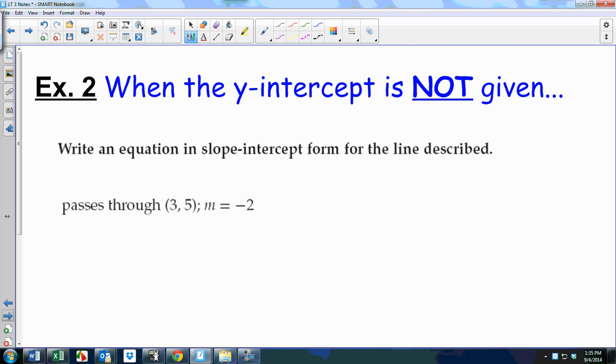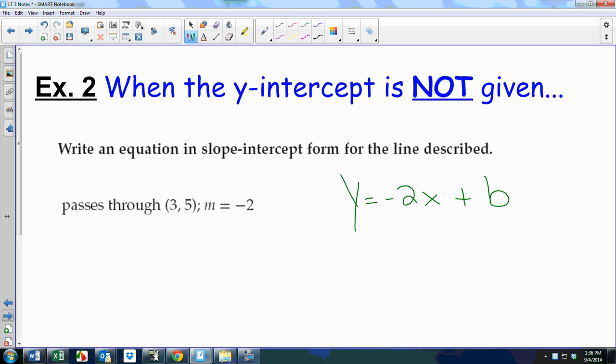In this problem, I'm not going to give you the b. Think about the point. Find the equation of a line that passes through the point (3, 5) and has slope -2. Where is the point (3, 5)? More importantly, is it on the y-axis? No. So the b is not 5. So what we have is y equals -2x. We know that part of the formula, but we don't know the b.